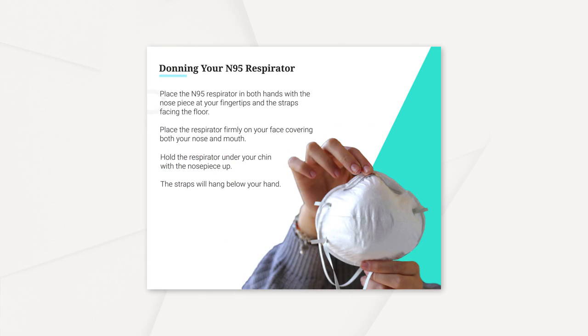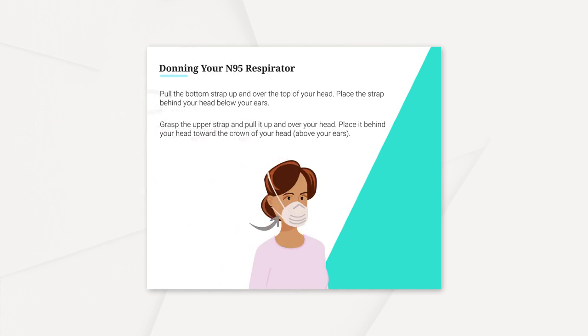Place the N95 respirator in both hands with the nose piece at your fingertips and the straps facing the floor. Place the respirator firmly on your face, covering both your nose and mouth. Hold the respirator under your chin with the nose piece up. The straps will hang below your hand. Pull the bottom strap up and over the top of your head. Place the strap behind your head below your ears.